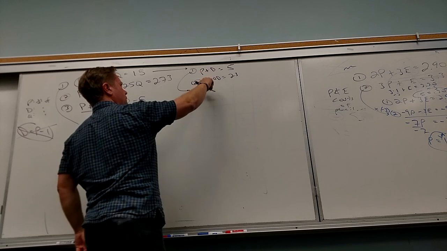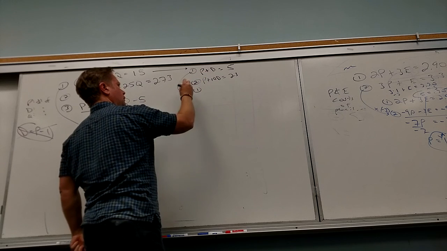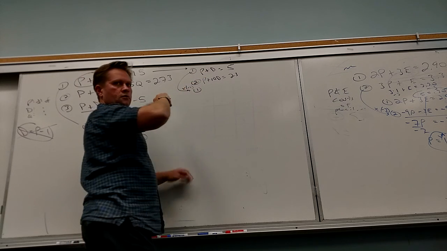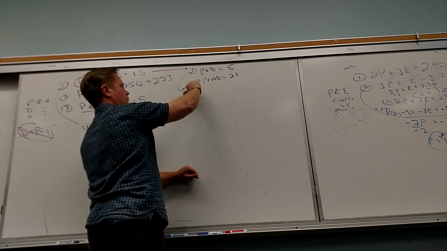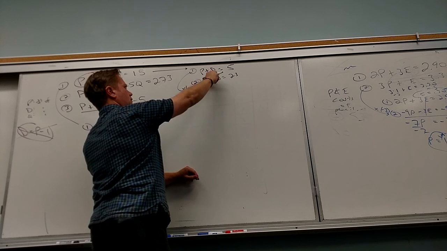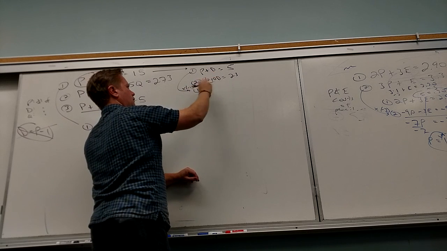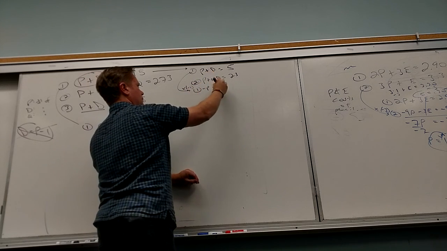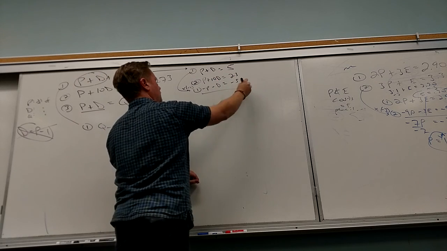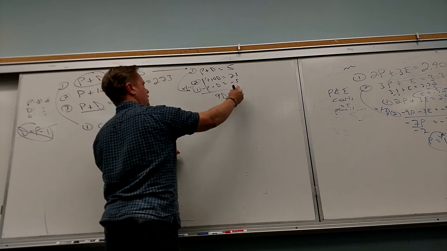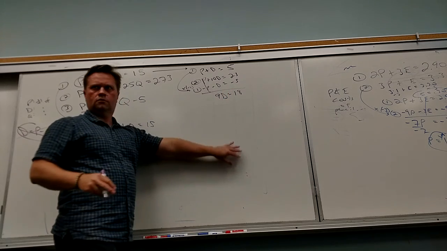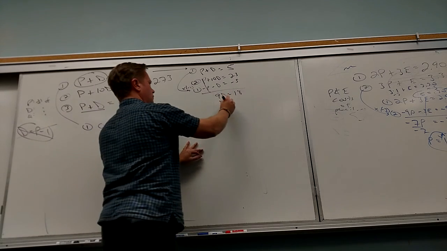If I want to kill the P, does this problem actually work out? Multiply by -1. Let's find out. So what do you get now? Negative P minus D equals -5. I get 9D equals 18. So I get D is 2.